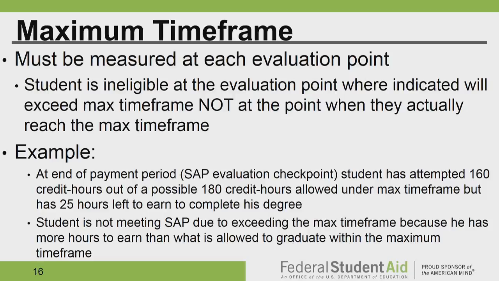If at the end of a payment period, or what we're calling a SAP evaluation checkpoint, the student has attempted 160 credit hours out of their possible 180, and they have 25 left to complete their degree, they're not meeting SAP because they exceed that maximum time frame. Even though they're not in the payment period where they would actually lose eligibility, it's not mathematically possible for them to ever meet SAP. So we would say that they are now ineligible for aid. Again, this can be subject to appeal, but that's if you have an appeal at your institution, and that is optional. So we want to make sure that you understand how that works and when they specifically lose eligibility.